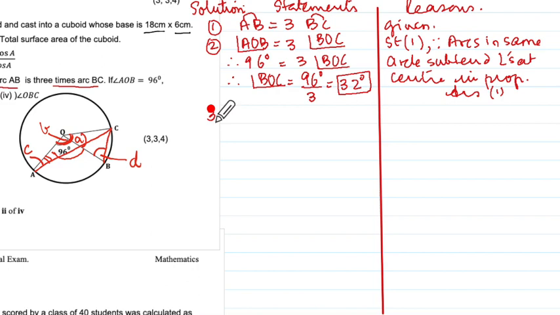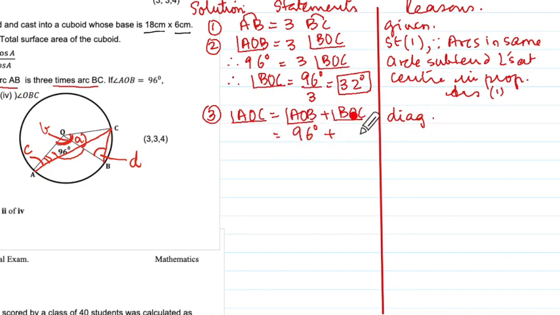Now let us come to the third statement. We need to find this angle AOC, that is B. So angle AOC is made up of AOB and BOC. How do we know that? It's there in the diagram. Now AOB is given as 96 degrees and BOC we found out as 32 degrees. So here we will write the reason given and also statement 2. Add that, so you will have 128 degrees.